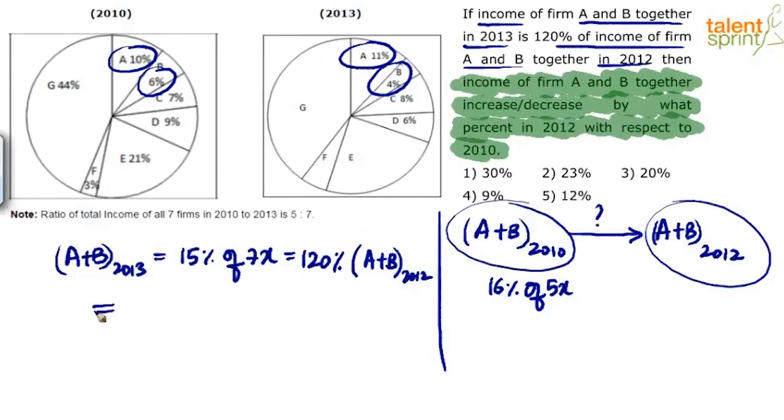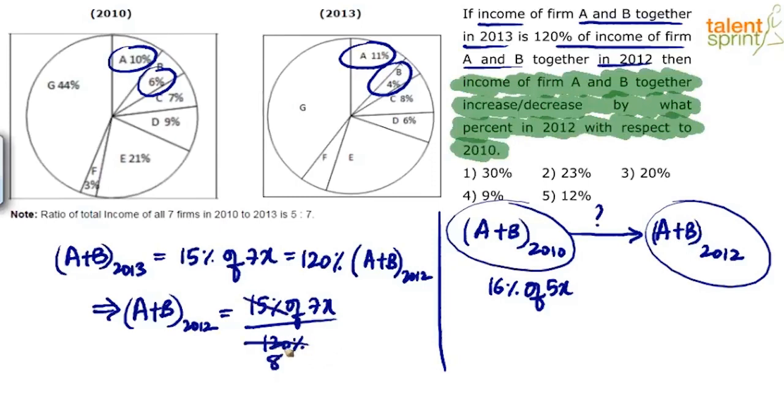So from this, can we say that A plus B in 2012 is 15% of 7x by 120%? You understand? 15% of 7x upon 120%? Yes. Right? Simplify this. 15% goes how many times here? 8 times. So this is like 7x by 8. So basically A and B together in 2012 is 7x by 8.